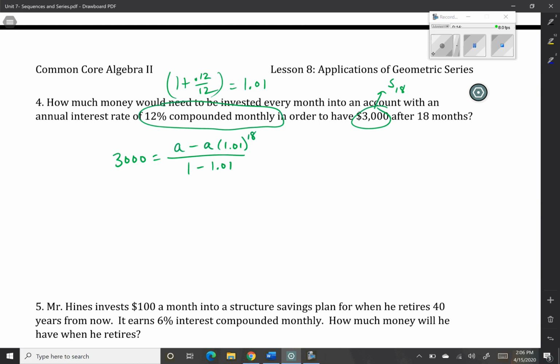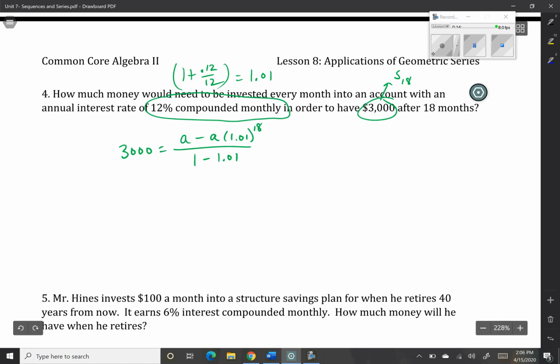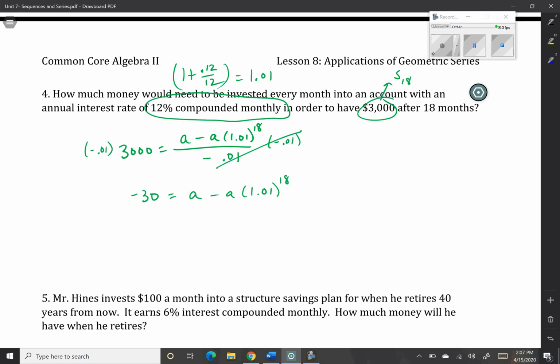Now we just have to do some algebra. So I'm going to clean up this denominator, 1 minus 1.01, that just becomes negative 0.01. And if I multiply both sides by negative 0.01, this cancels, and I'm left with negative 30 is equal to A minus A times 1.01 to the 18th power. Now, in the previous lesson, we would have evaluated 1.01 to the 18th power and combined like terms. You can do that here, but you're going to come up with a messy decimal. So I'd rather not do that. I'm going to show you an alternate way of doing it.